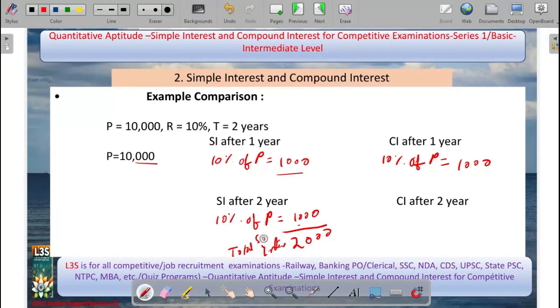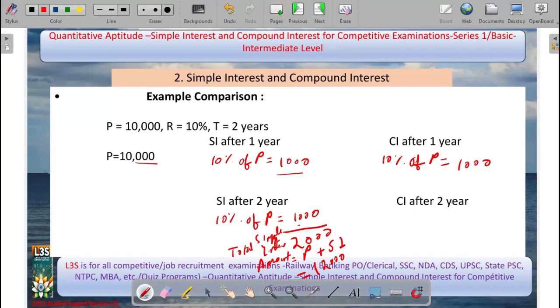After 2 years, total simple interest will be 2,000, and amount will be P plus SI. That means 10,000 plus 2,000, that will be 12,000.